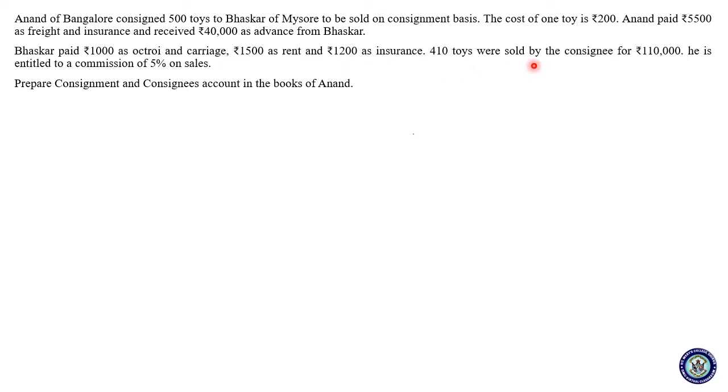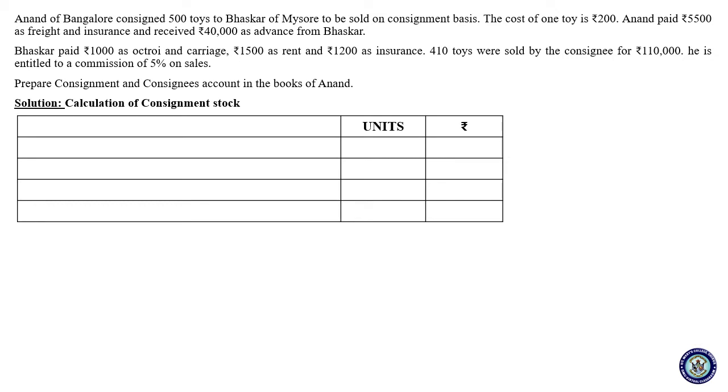410 toys were sold by consignee for 1,10,000. See, out of 500, 410 were sold, and here the total amount is given. He is entitled to a commission of 5% on sales. 5% on sales. So you have to calculate the commission. Now in this problem, there is no abnormal loss, there is no normal loss. So only one thing, you have to calculate the consignment stock value. So write calculation of consignment stock.